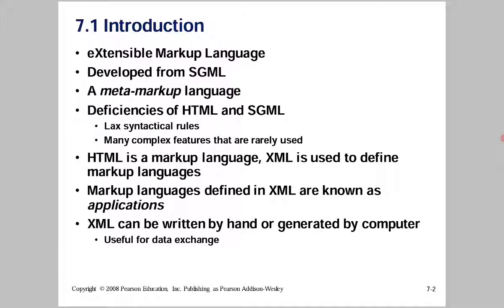So basically we know that HTML is a markup language, whereas XML is used to define markup languages. So what is the difference between HTML and XML? HTML is a markup language, whereas XML is used to define markup languages. Means by using XML we may develop various markup languages. XML can be written by hand or generated by computer, so it is useful for data exchange.